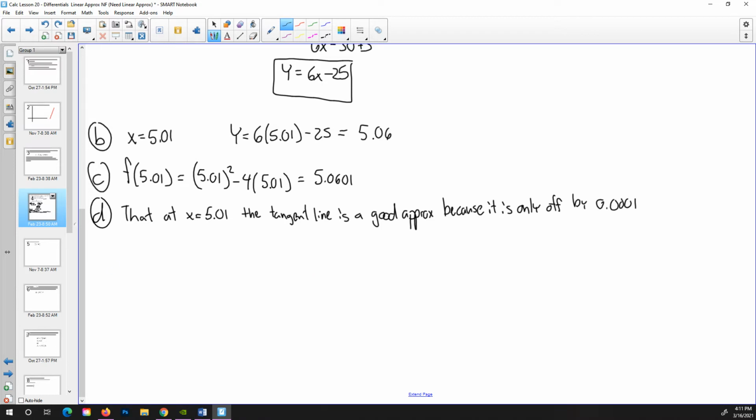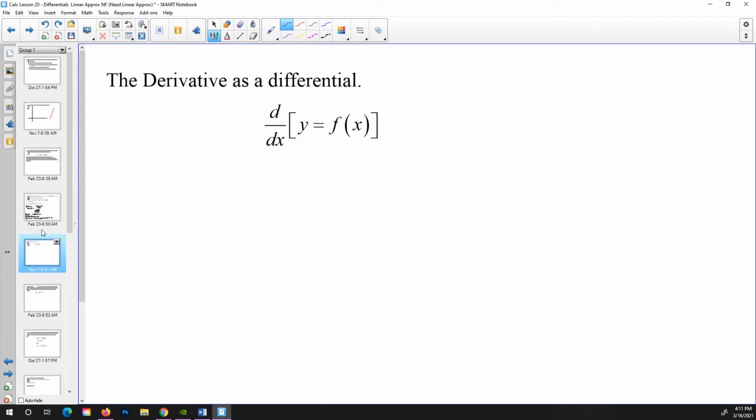All right, the derivative as a differential. So the second part of this lesson is talking about differentials, and we're going to use that as we move into the last unit of this particular course. And we've seen this notation already. This notation tells us to derive y with respect to x. And if we do that, we'll get dy over dx is going to equal f prime of x.